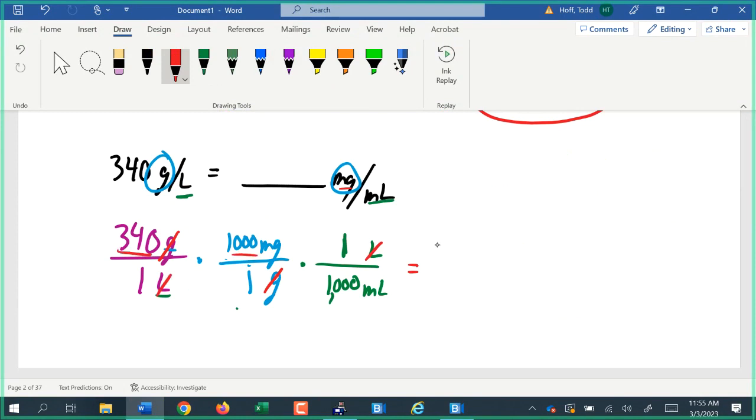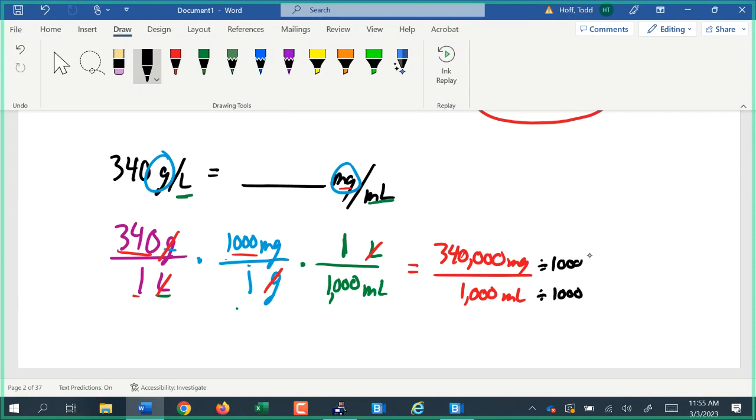340 times 1,000 milligrams is 340,000 milligrams. On bottom, 1 times 1,000 milliliters is 1,000 milliliters. And then again, we divide this out. The bottom number is 1,000, so we divide by 1,000 in both numbers. 340,000 milligrams divided by 1,000 is just 340 milligrams. 1,000 milliliters divided by 1,000 is just 1 milliliter. So that is 340 milligrams per milliliter.